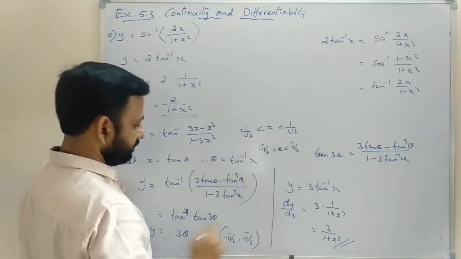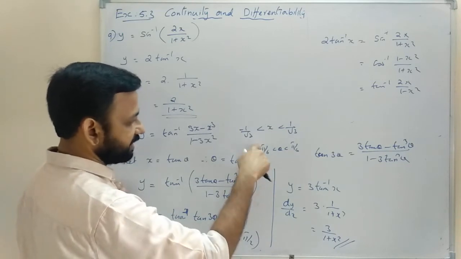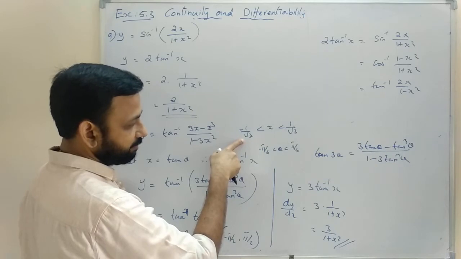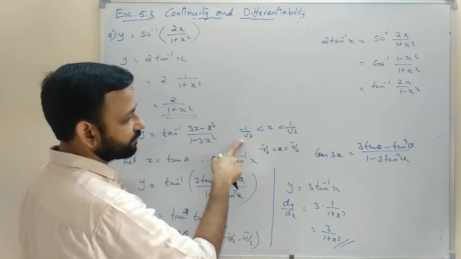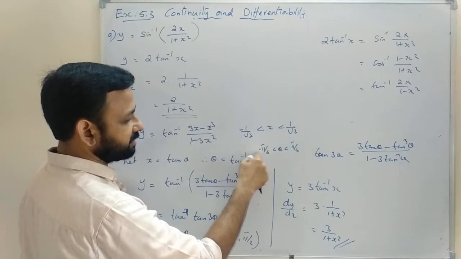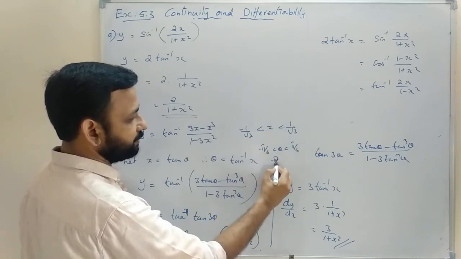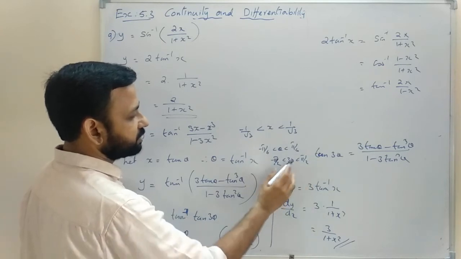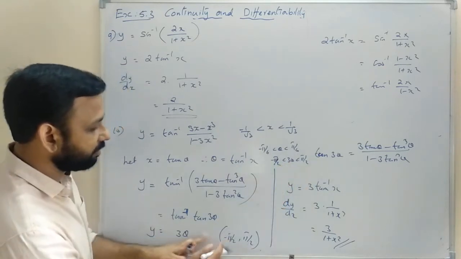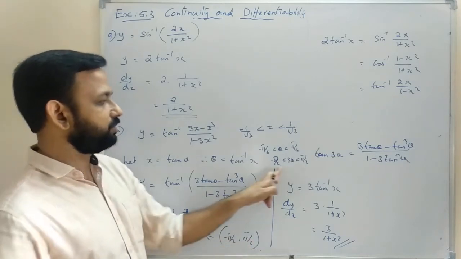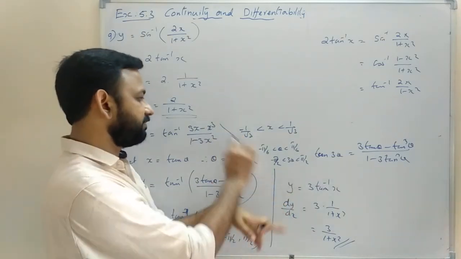Because tan pi by 6 is 1 by root 3, when we multiply by 3, 3 into pi by 6, then we will get minus pi by 2 less than 3 theta less than pi by 2. So that is, 3 theta lies in the open interval minus pi by 2 to pi by 2. So that's why the interval is given.